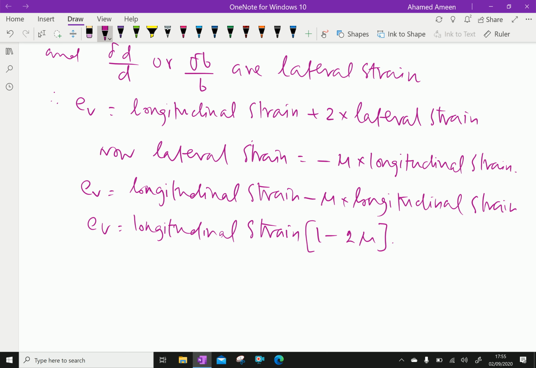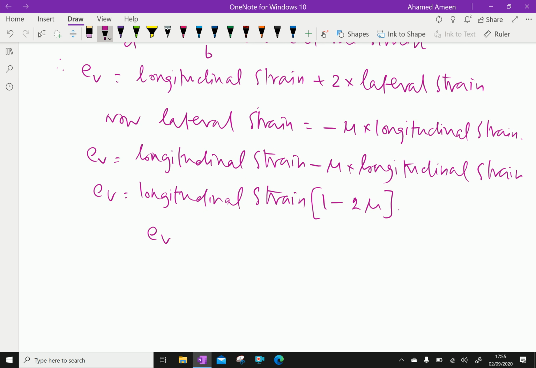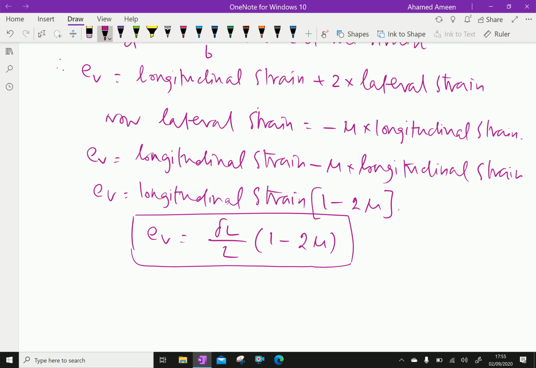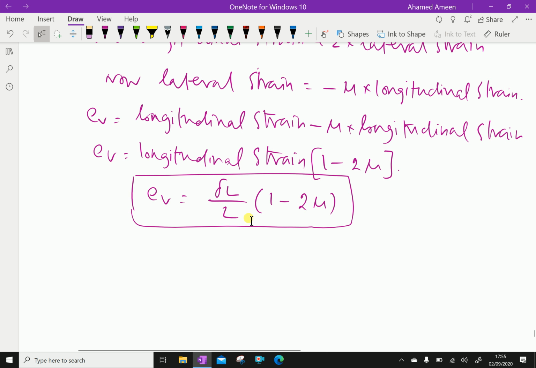So this is the expression of volumetric strain. Therefore, mathematically we can write EV equals delta L by L into 1 minus 2 mu, where delta L is change in length, L is original length, and mu is Poisson's ratio.